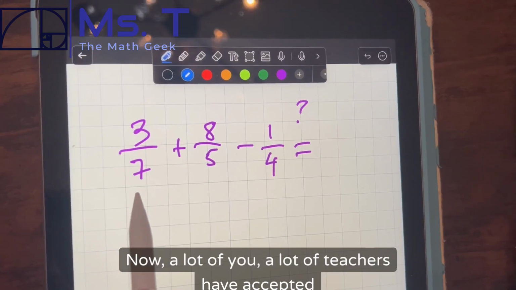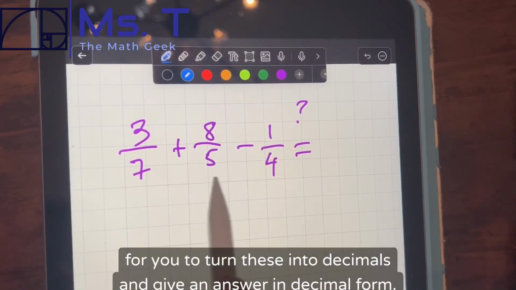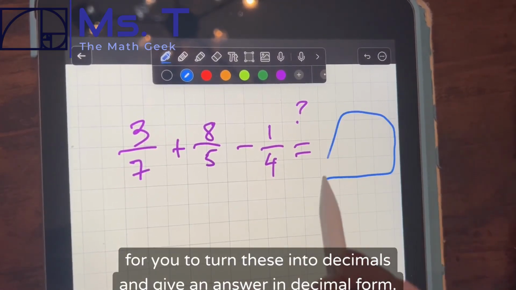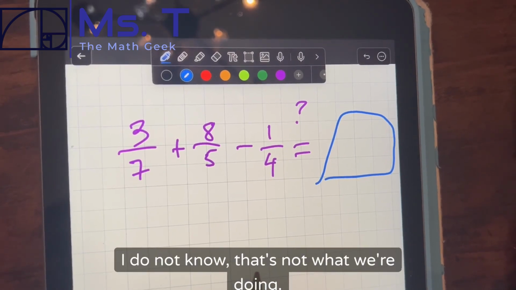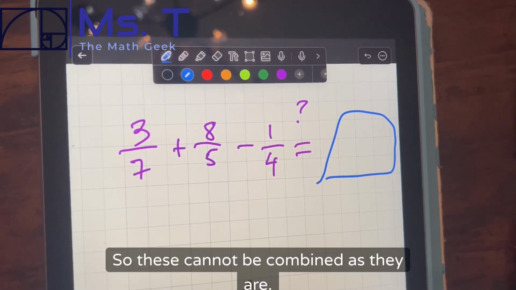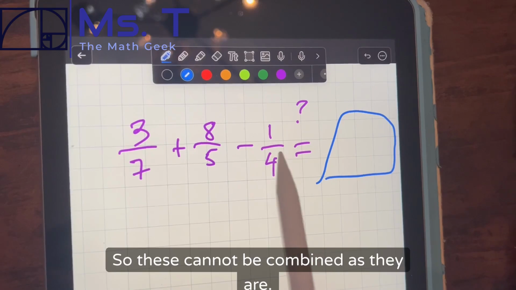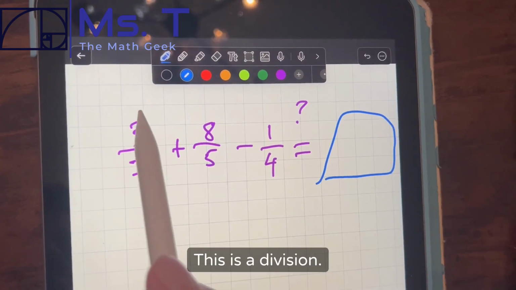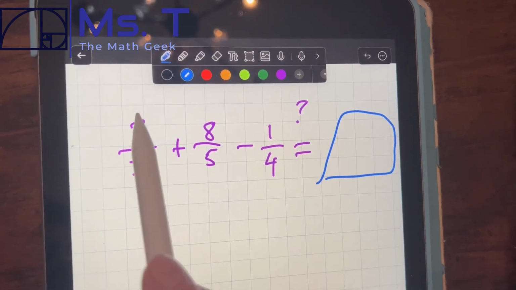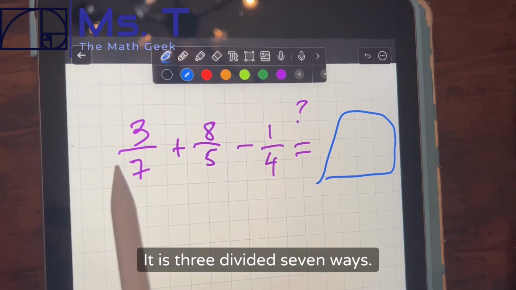Now, a lot of teachers have accepted for you to turn these into decimals and give an answer in decimal form, okay? That's not what we're doing, okay? So these cannot be combined as they are. Now let's talk about what each of these numbers are. This is a division. It is 3 divided 7 ways.